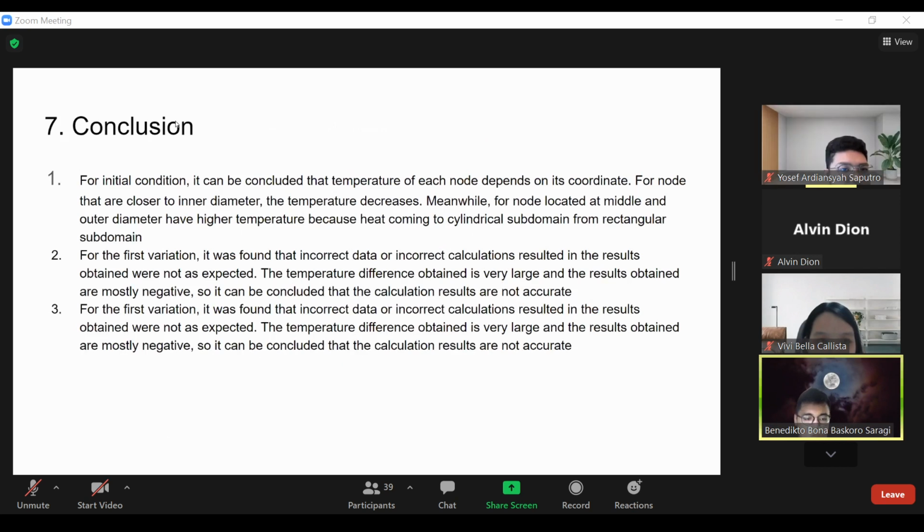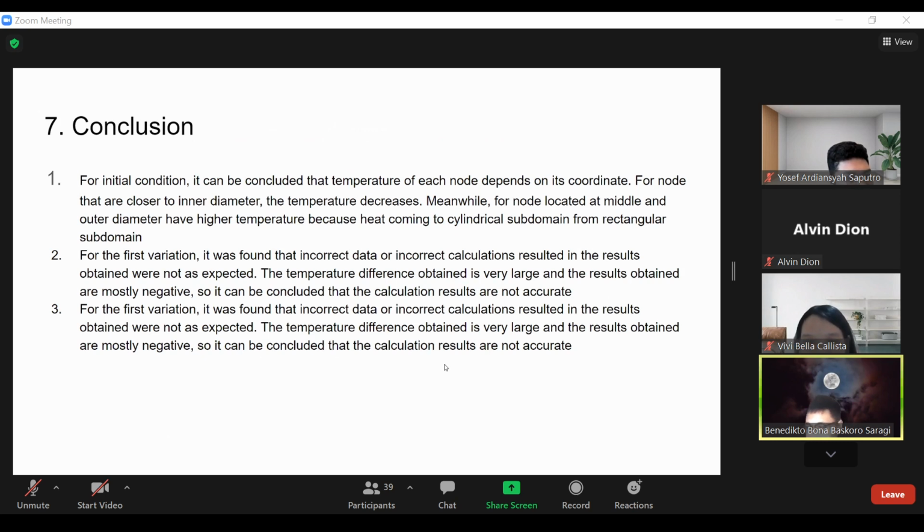Okay, so the conclusion is, for the initial condition, the temperature of each node depends on the coordinate or position of the node. The closer the nodes are to the inner diameter, the more the temperature decreases. And for the first variation, it was found that the data is incorrect, and incorrect calculation resulted in results that were not expected. So the calculation results are not accurate.